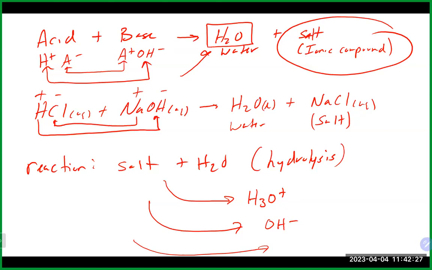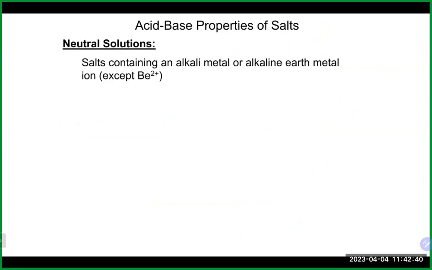So what we're talking about now is really the salts and how they go about reacting. And there are, as we'll see here, neutral salts, acidic salts, and basic salts that can be formed. So let's first take a look at neutral salt solutions. So basically any salts that contain metals from the alkali metals or the alkaline earth metals, basically group 1 or group 2 on the periodic table, will result in a neutral salt.